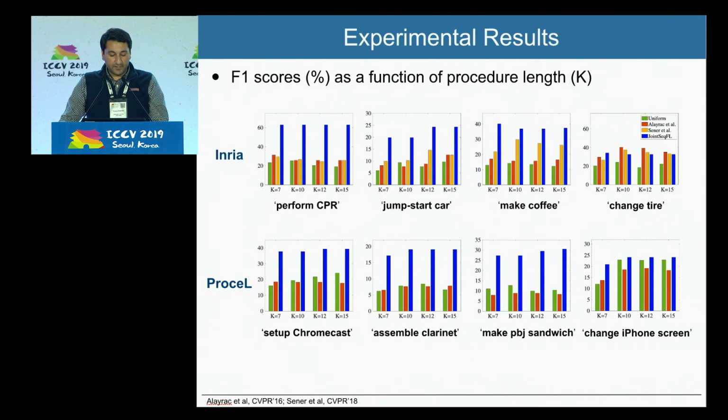We evaluated the F1 score of our method against the state-of-the-art on INRIA and our Procel dataset as a function of the final procedure length. As you can see, our method in blue significantly outperforms other methods for the majority of tasks. In particular, we observed the highest improvement for the task of CPR that contains repetitive key steps and clearly follows a dynamic model. Our method, however, didn't do as well for the task of change tire or change iPhone screen due to high visual similarities among key steps.